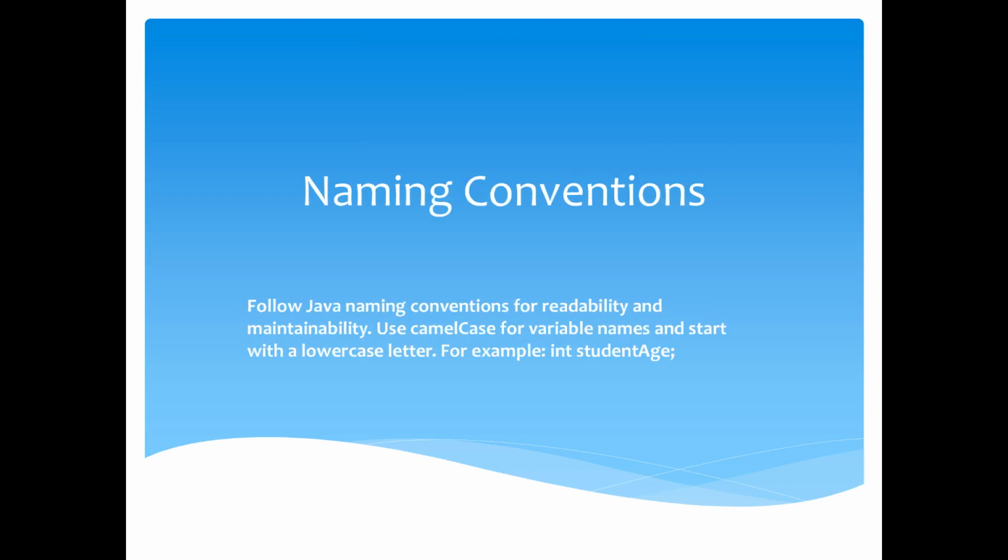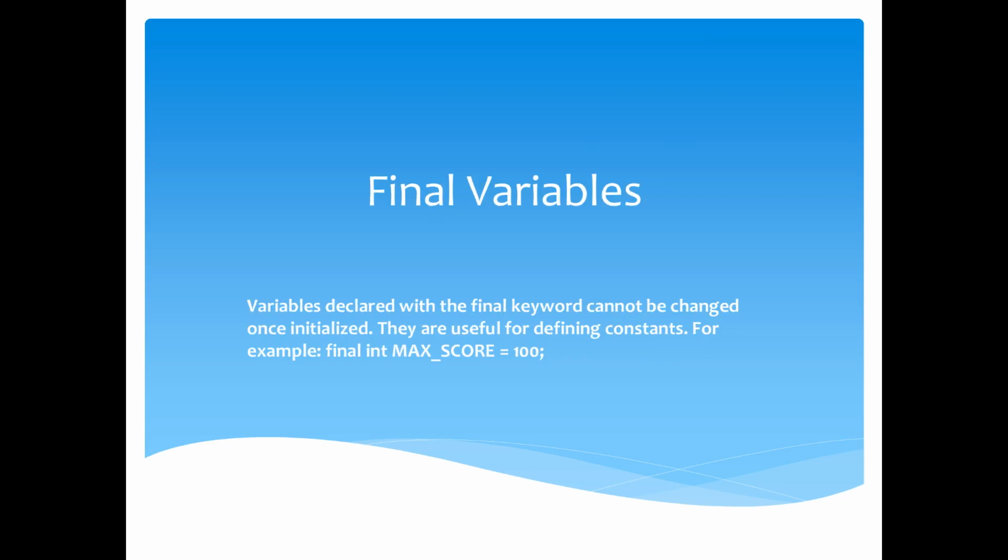Naming conventions. Follow Java naming conventions for readability and maintainability. Use camel case for variable names and start with a lowercase letter. For example, studentAge. Final variables. Variables declared with the final keyword cannot be changed once initialized. They are useful for defining constants. For example, final int MAX_SCORE = 100.